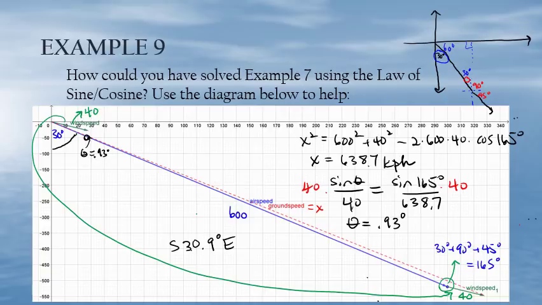So you decide which one of these methods you like better. Do you like what we did in the beginning where we did components, or do you like drawing the picture with the triangle and using the law of sines and cosines? Either way works fine with me.